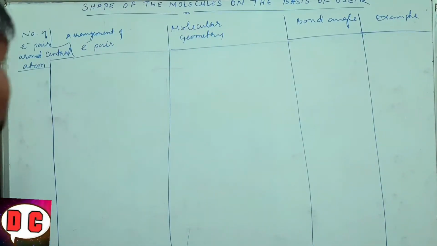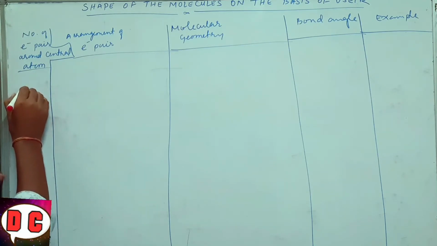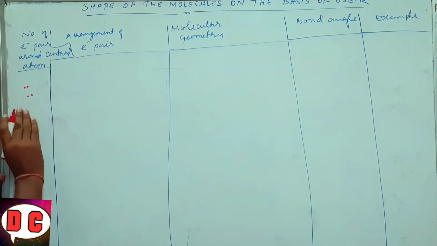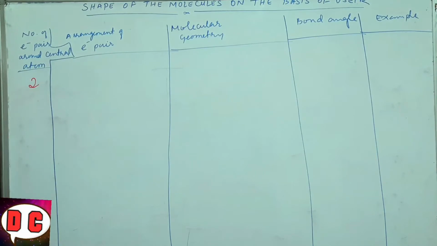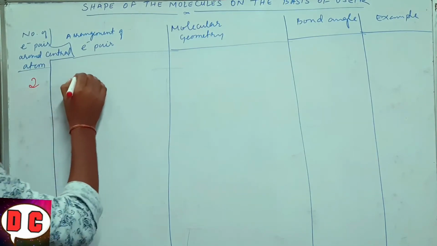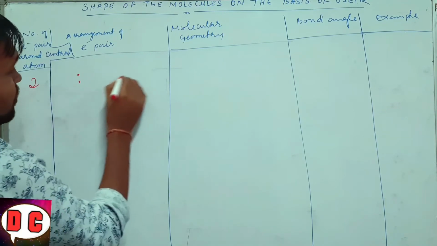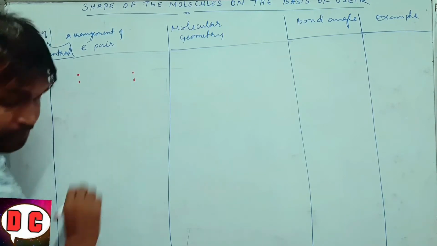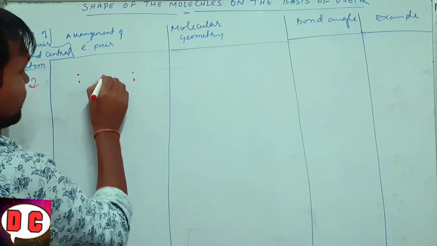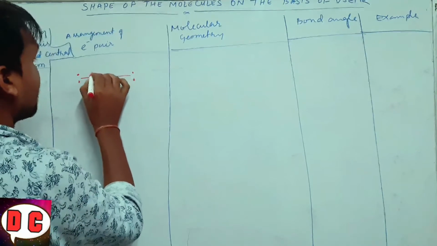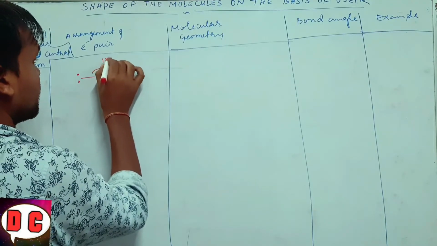So first, the number of electron pairs around the central atom, we are assuming it to be 2. Okay, 2 electron pairs. So the arrangement of the electron pairs will be like this. One electron pair will be here, one electron pair will be here. Got it? In the middle we are writing A. So this will be the arrangement, and here it will be a 180 degree bond angle.